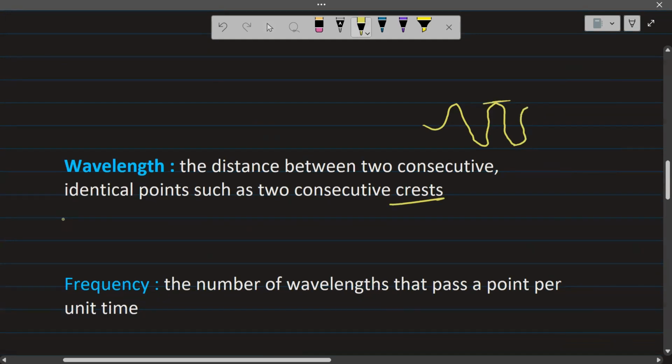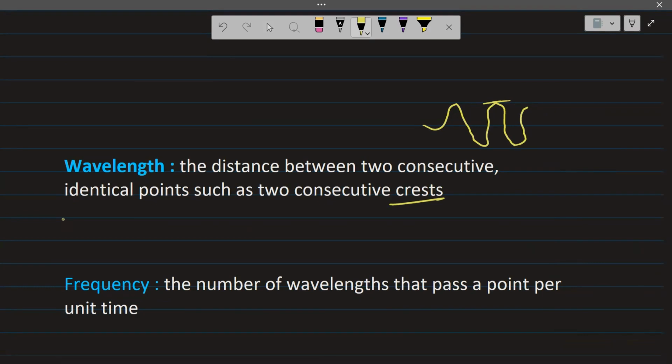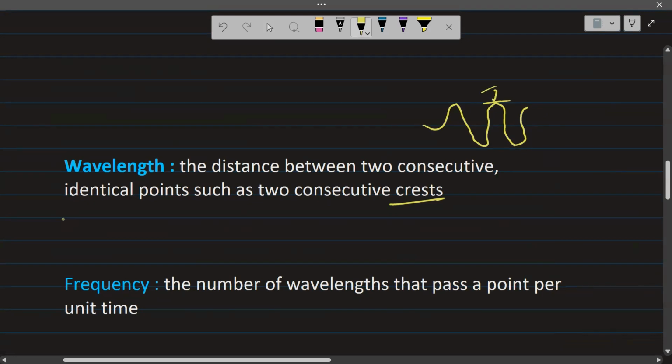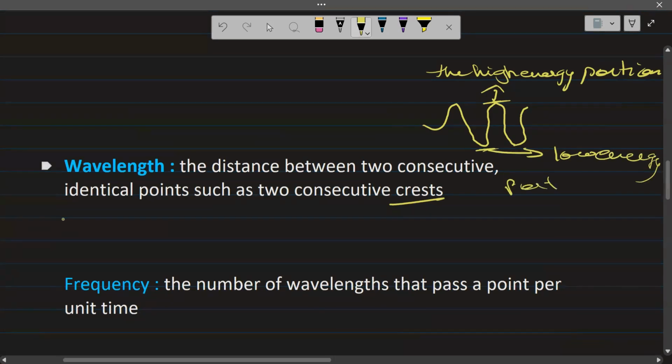Crest is basically the high energy portion in a transverse wave. And what is a trough? This down one is called a trough, which is the low energy portion in a transverse wave. So this is a trough definition, and this is a crest definition.